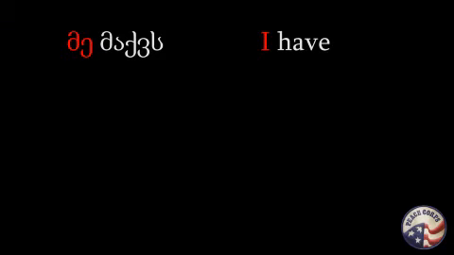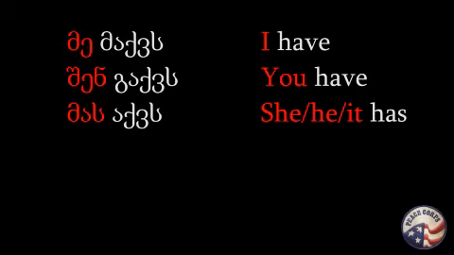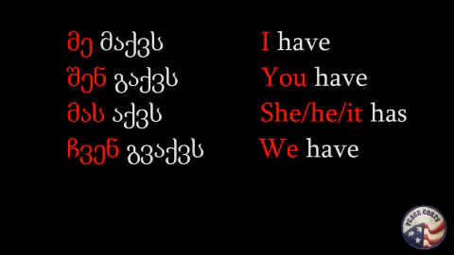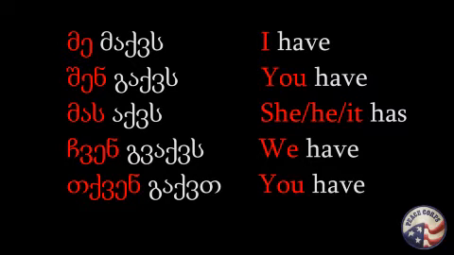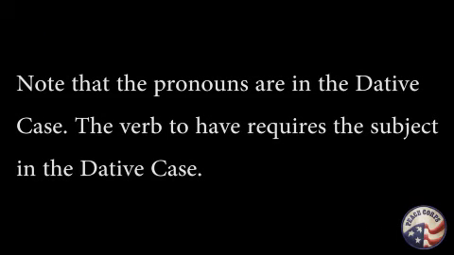Now let's sum up what we have just learned. Me makvs, shen gakvs, mas akvs. Çven gvakvs, tkven gakvt, mat akvt. Note that the pronouns are in the dative case. The verb to have requires the subject in the dative case.